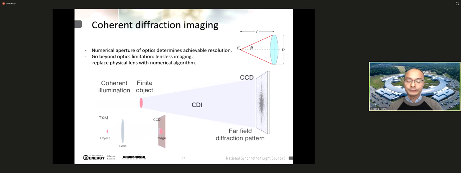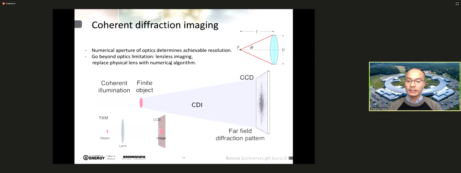Because the lens imposes a limitation on the resolution, the idea is, okay, if we want to achieve even higher resolution, can we take the lens out? Can we remove the limitation imposed by the lens and collect the scattering pattern directly? Because we know the relationship between the far field diffraction pattern and the object, it's a Fourier transform. And we know how to do Fourier transform with help of computers. So in principle, we can get rid of the lens, directly collect the diffraction signal and reconstruct the real space image again. By doing this, we remove the limitation imposed by the physical lens. This type of technique is called coherent diffraction imaging or lensless imaging.